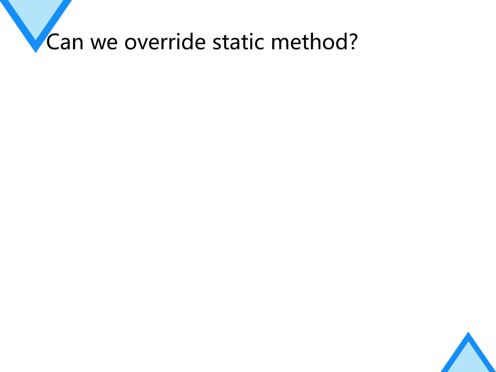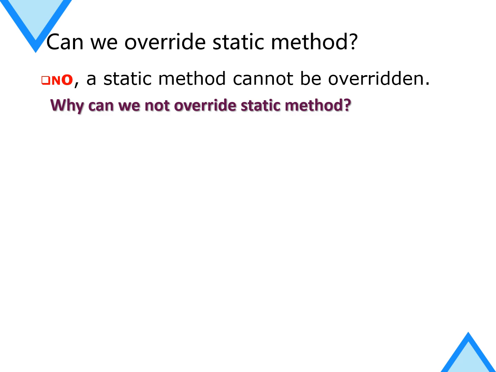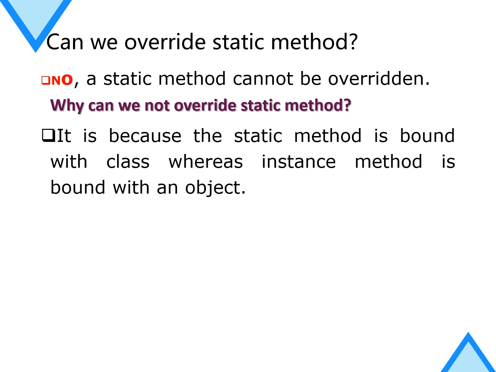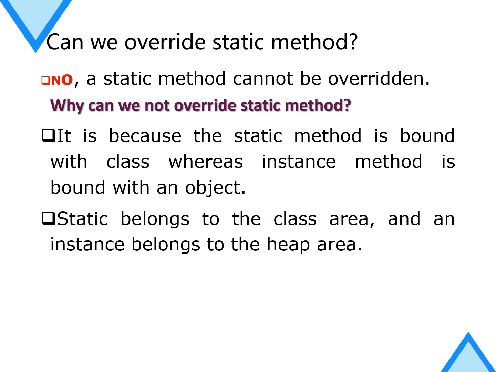Now let's discuss one question. Can we override a static method? The answer is no. A static method cannot be overridden. Why can it not be overridden? The answer is that the static method is bound with a class, whereas an instance method is bound with an object. So a static method has a close bond with the class, whereas an instance method is bound with an object.